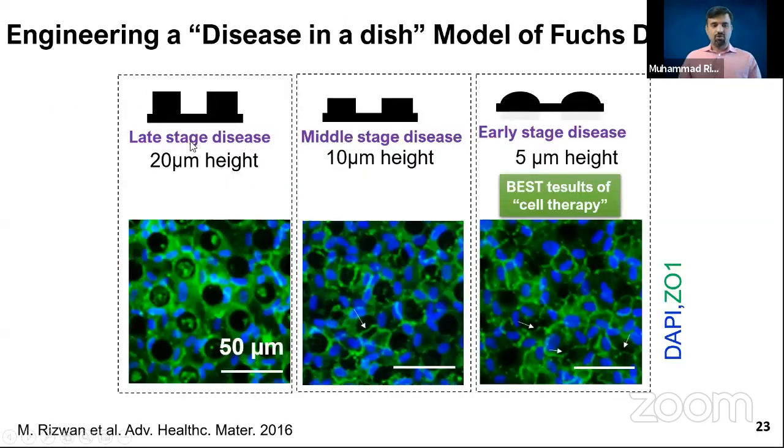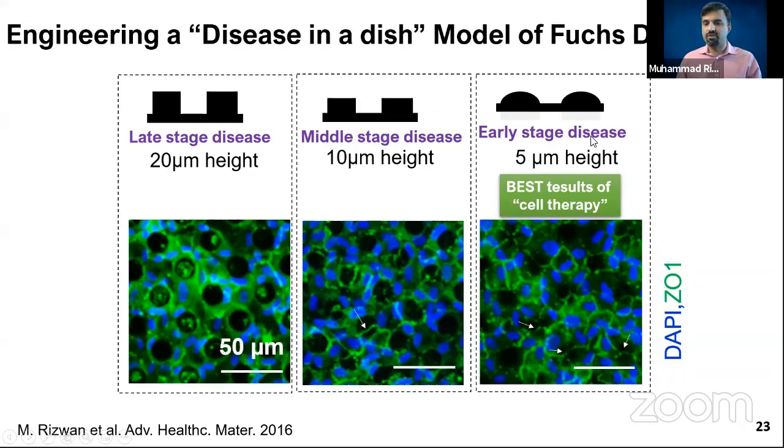With that, we looked at three different features. One was 20 micron height, which represented the late stage of the disease. When we put cells on these features, we saw that the cells were mostly dying. All the cells on top of these structures were dead, and they were not forming that nice monolayer. There were a lot of cell-free areas. In the middle stage of the disease, when we reduce the height, we start to see that even on top of the features, we can have those green lines, which, remember, I showed you earlier, represent the quality of the cells or the monolayers.